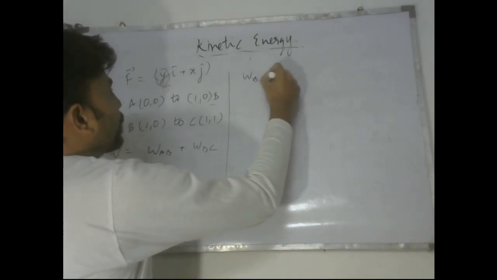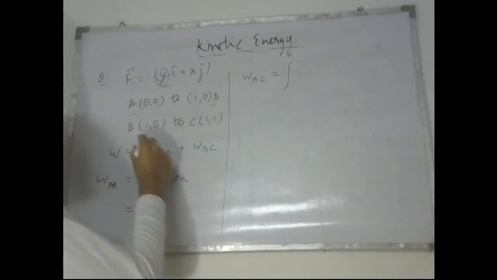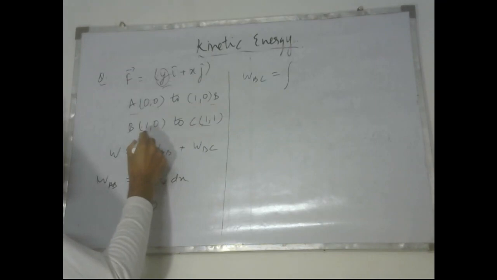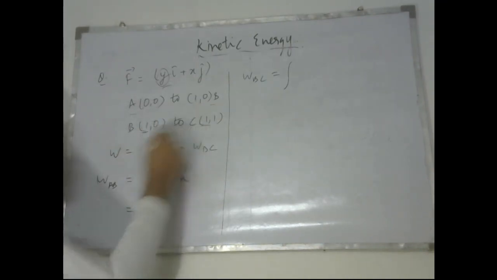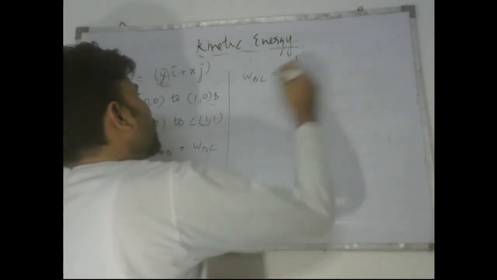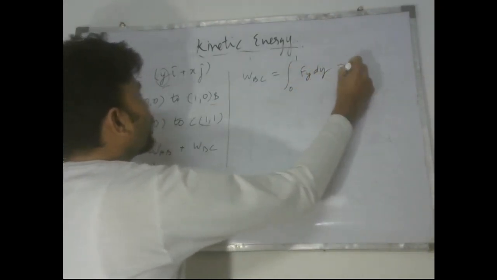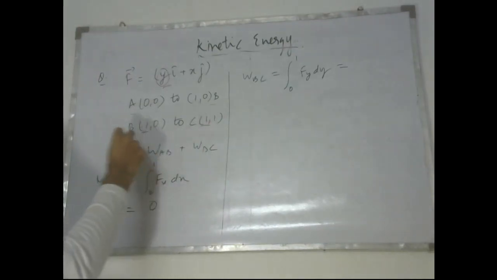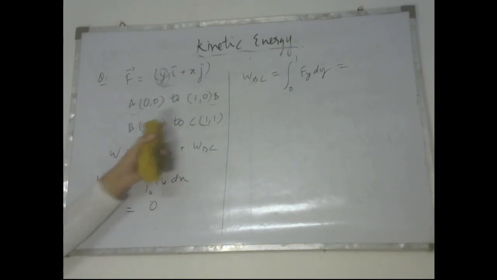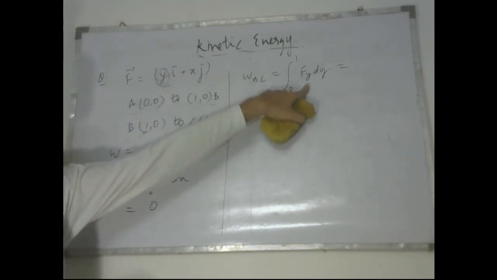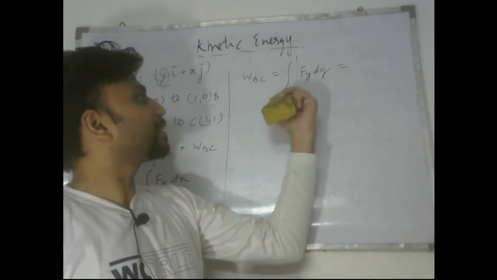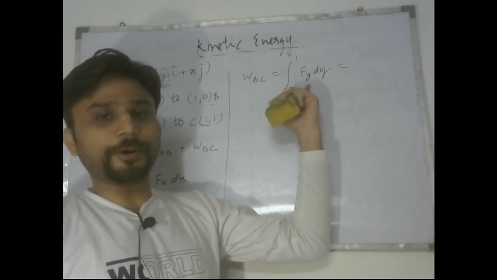We can say work done in B to C. The value of x, again you can see the value of x is not changing. The value of x remains 1, and the value of y is changing from 0 to 1. So we are taking the value of y, that means we are talking about fy dy. So what is the value of y? The value of y is now changing from 0 to 1, but what is value of fy? So that is again the question. We cannot put value of fy.